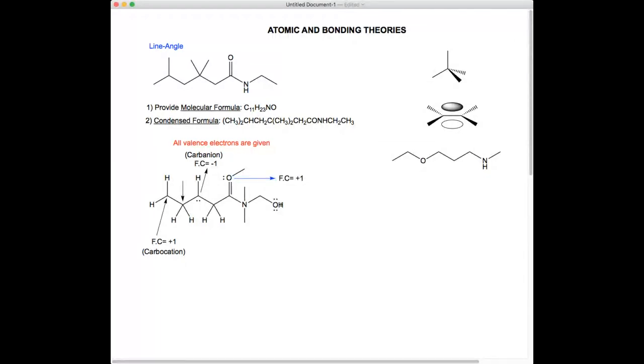What about this nitrogen here? What would be the formal charge of this nitrogen? Let's pull that question again and see if most people are following.